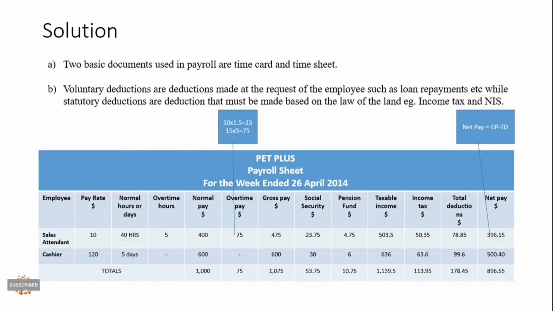All right. So here we go. We add the gross pay plus the Social Security plus the pension to get the 503. We do the same thing for the cashier. Then now we calculate the income tax on the taxable income, which is the 10%. All right. And then now we add up the income tax, the pension fund, the Social Security, right, to get our total deductions, right? And then we subtract our total deductions from our gross pay to get our net pay. And that's basically how you do a payroll register.